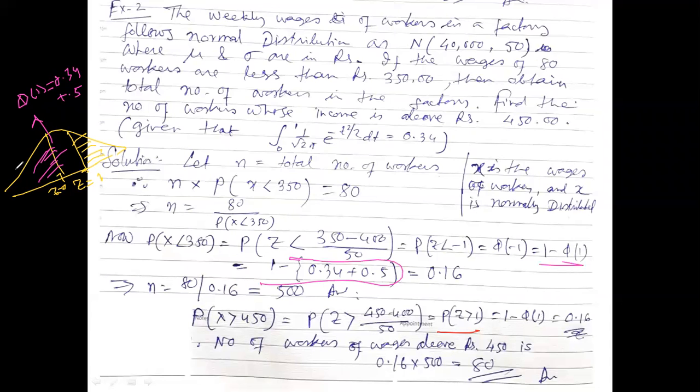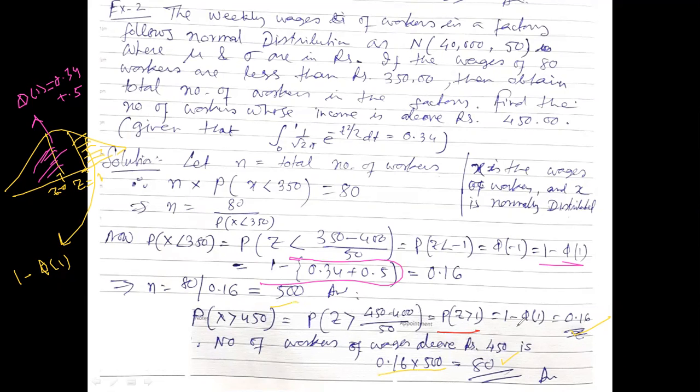So 1 minus phi 1, since the total is 1. For this case, we have to find 1 minus phi 1, and this is the answer. So the probability of x greater than or equal to 450 is 0.16. The total number of workers is 500, and this is the fraction of workers whose wage is greater than 450. So we multiply 0.16 with 500, we get 80. So the answer is 80.